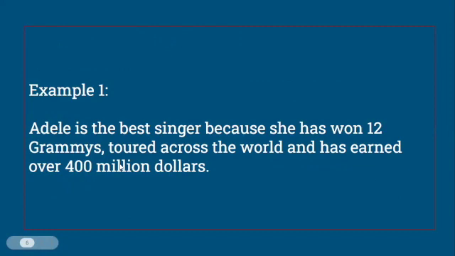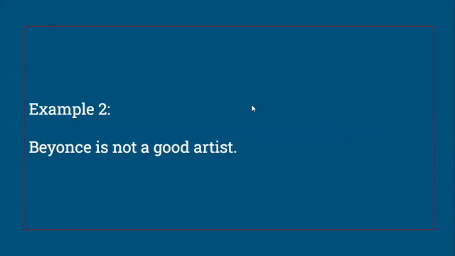Okay, so here's our first example. Can anyone try to read this for me? Adele is the best singer because she has won 12 Grammys, toured across the world, and has earned over $400 million. Sorry. That's fine. Can someone tell me if it's a thesis statement or not? It is. Okay, why is this a thesis statement? Because it has the topic and the claim and the three key aspects within it in the one sentence. That's correct.